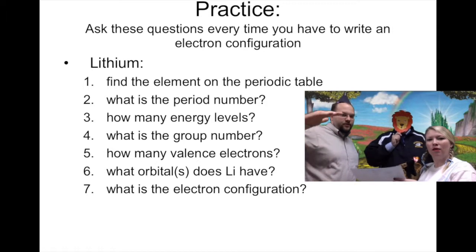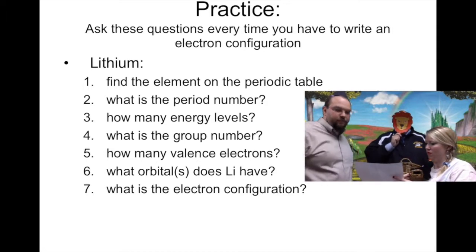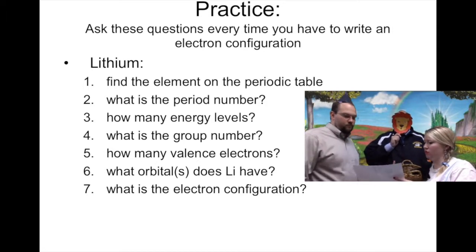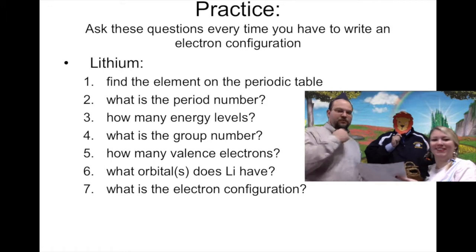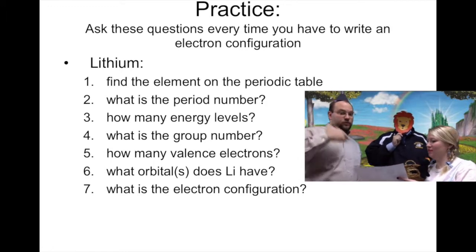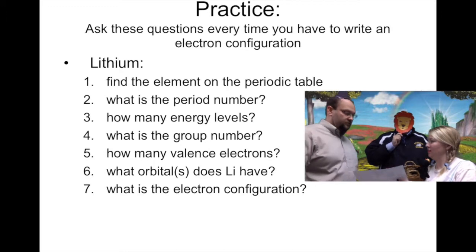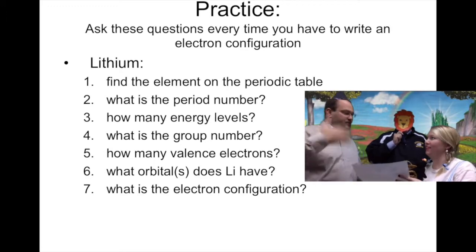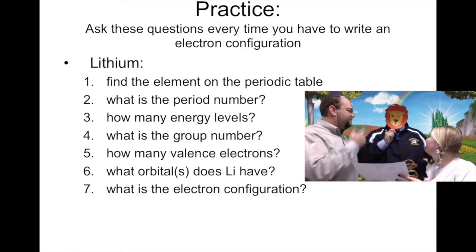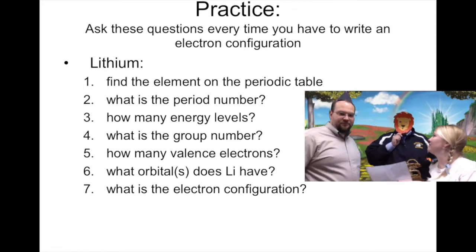All right, so period number is the row. What row is it in? Row 1. Nope, go down one more. Oh, sorry, 2. Very good. So, if it's in row 2, how many energy levels should it have? 2. Good, because the row is the energy level. That's right.